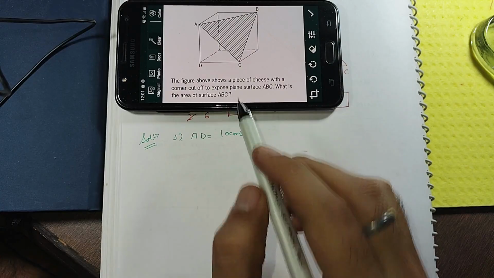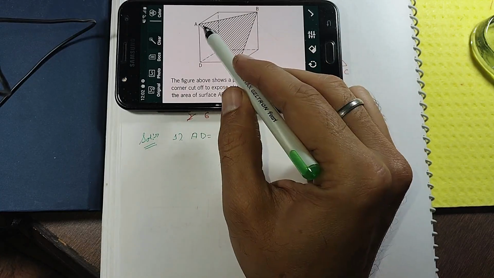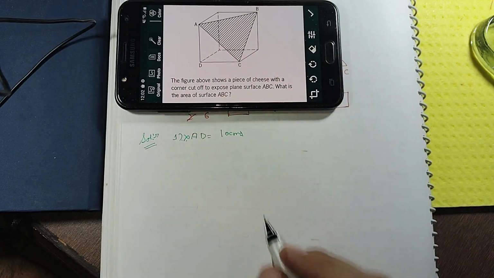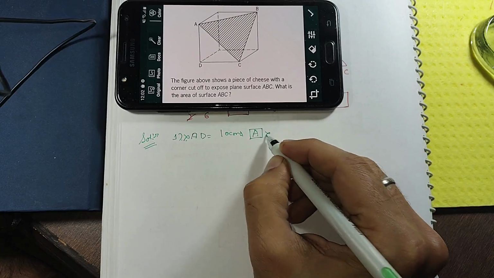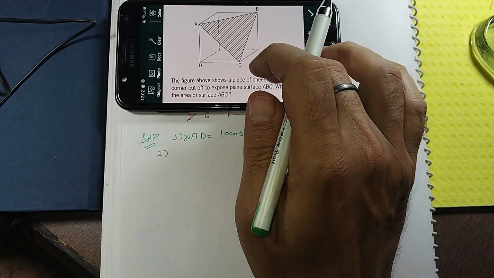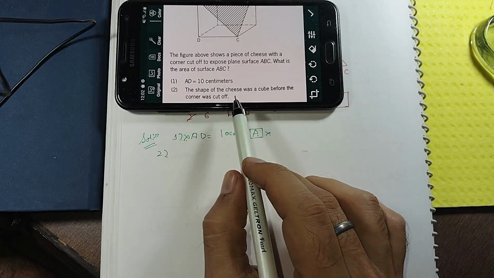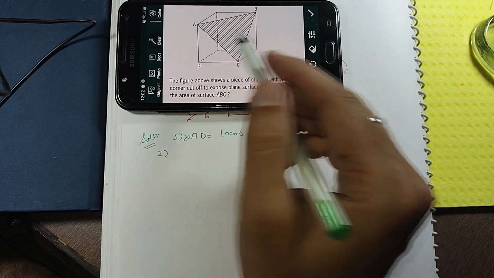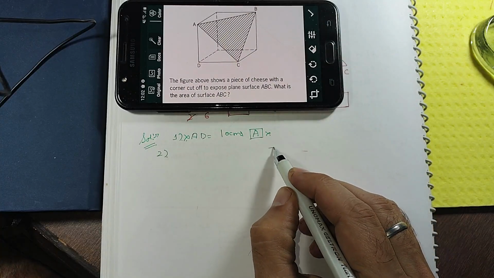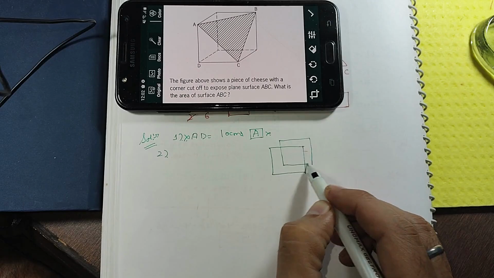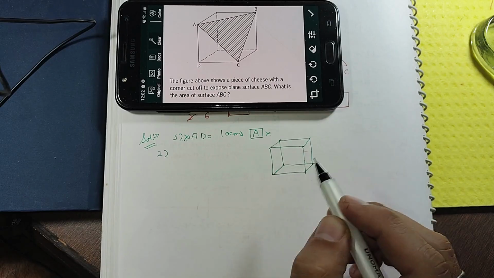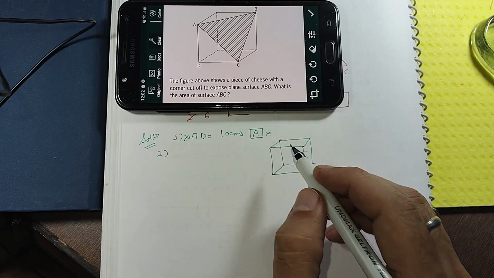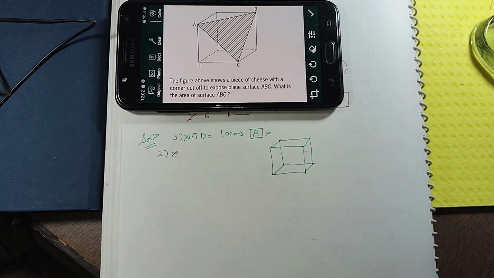So merely by getting this side we can't get the area of this triangle. So statement 1 is not sufficient. So option A is not the answer. Moving to the second statement. The second statement says that the shape of the cheese was a cube before the corner was cut off. So it says that originally this was a cube, right? So cube means it would have all sides equal. So from this we can't get the area of that exposed surface. So statement 2 is also not sufficient to answer this question.